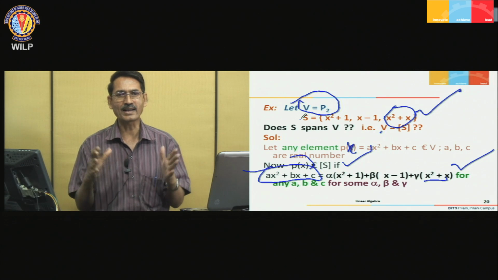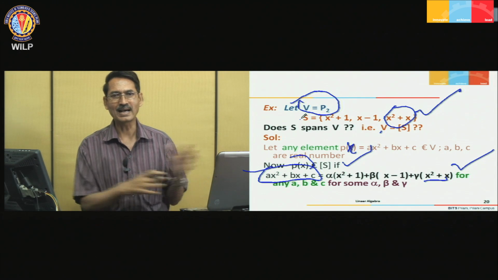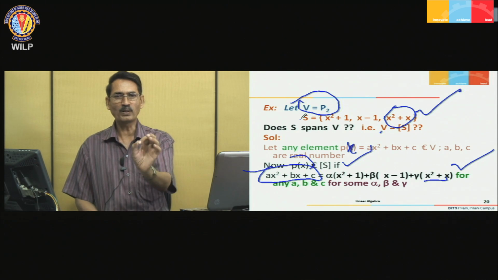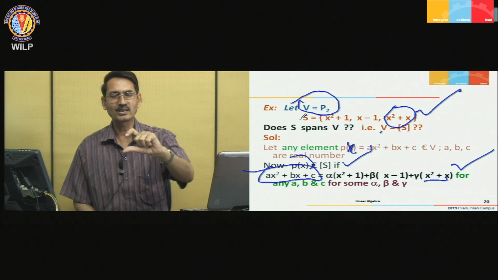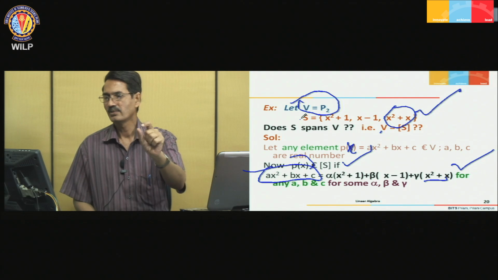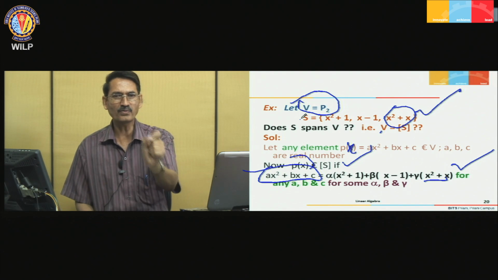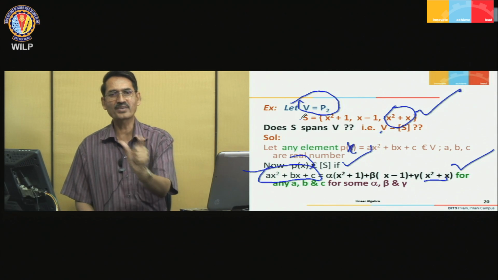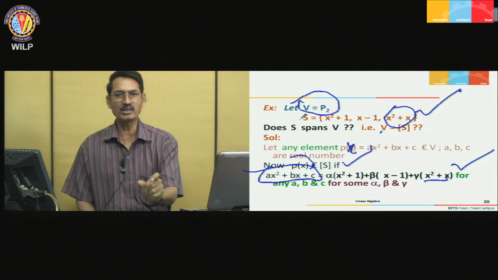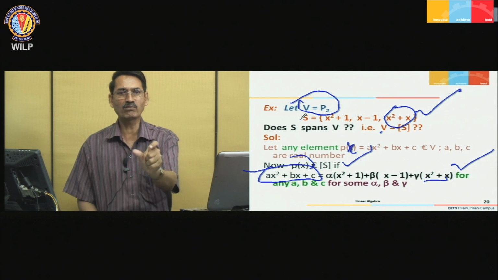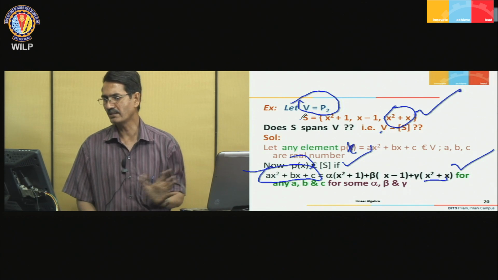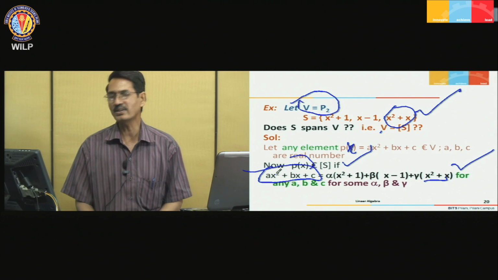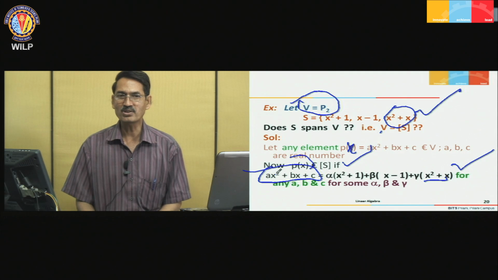When 2 polynomials are equal, LHS is a polynomial, RHS is a polynomial, both polynomials are equal when 2 polynomials are said to be equal if and only if the coefficients of equal powers of x are the same. It means what? In the LHS, the coefficient of x square is a. In RHS, see what is the coefficient of x square. So, a must be equal to this.